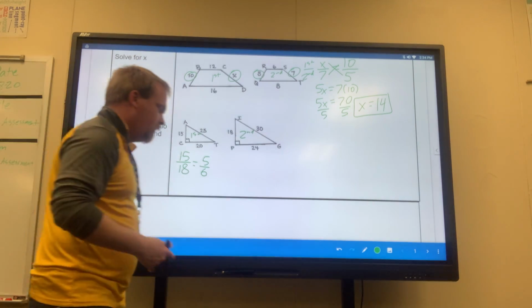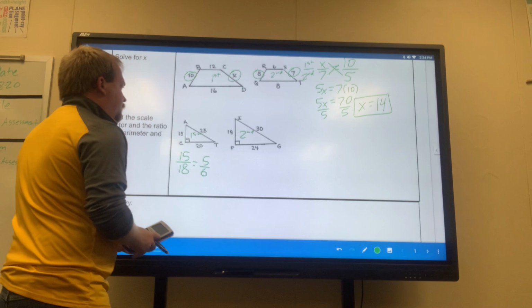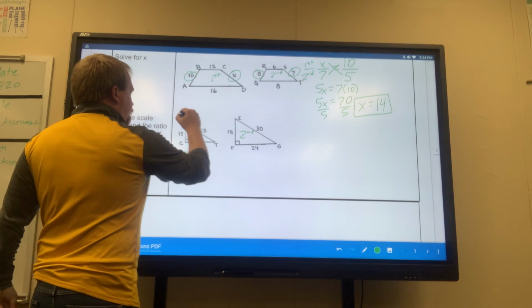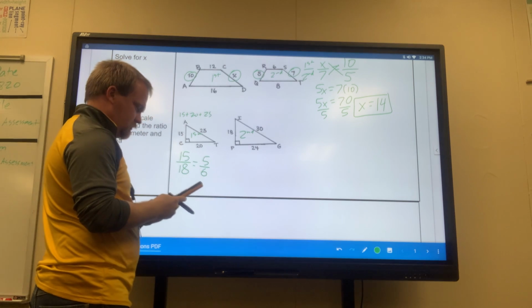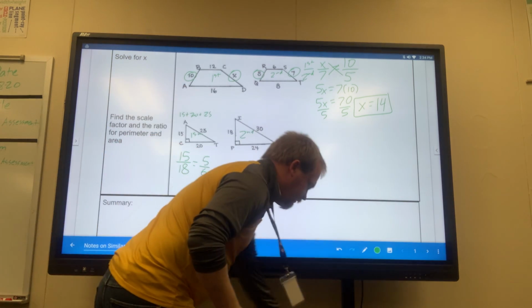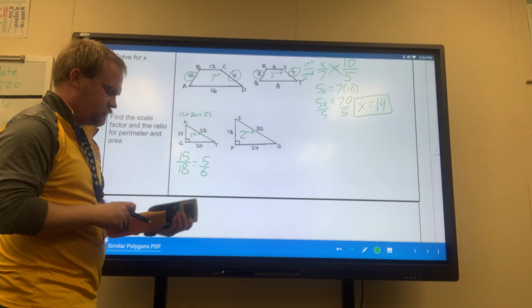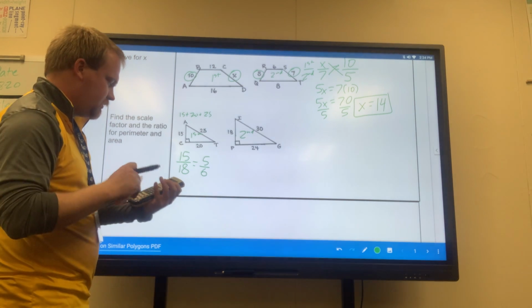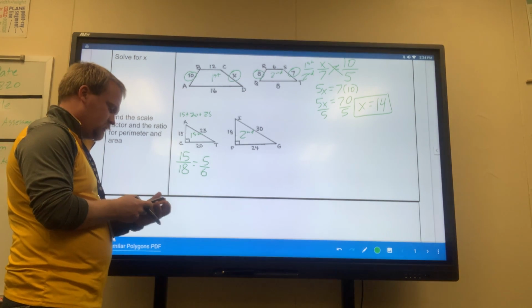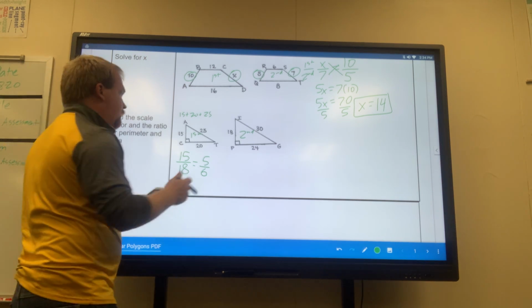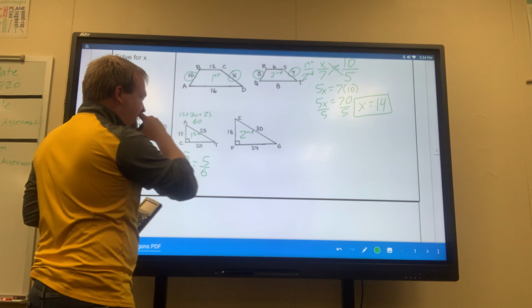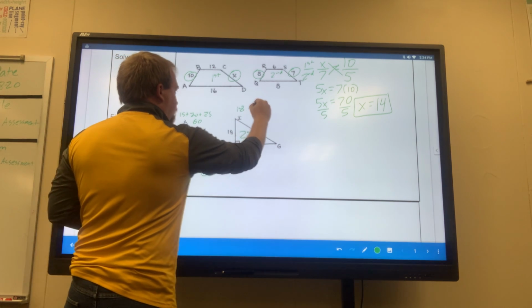Now if I try to find the perimeter, remember, I have to add all these up. So 15 plus 20 plus 25. Battery's dead. And I bet this one is too. Yeah, well, here we go. 15 plus 20 plus 25 gives me 60. And I want to add these two up.